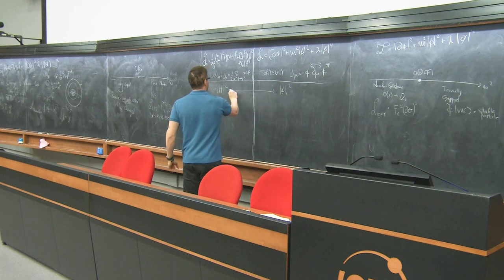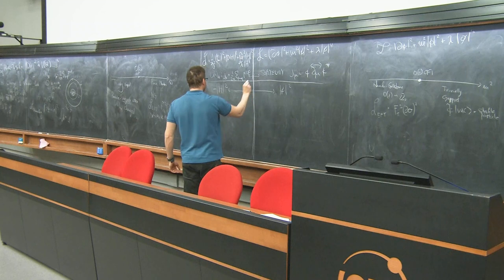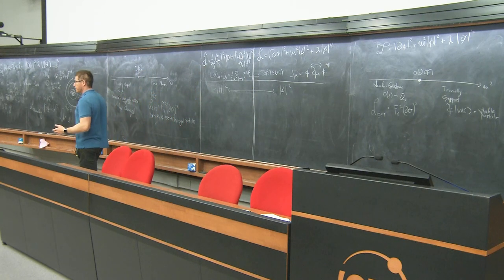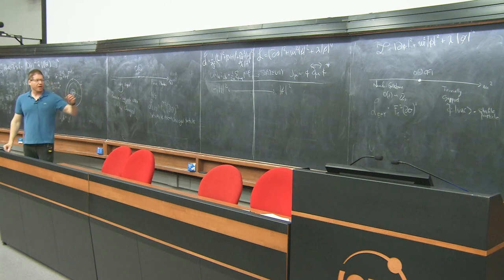Now, this may look disturbing because h squared and phi squared are positive. So how can it be that there is a minus sign? And this is OK because these are composite operators. So the square of an operator in quantum field theory is not a positive definite operator. Okay?